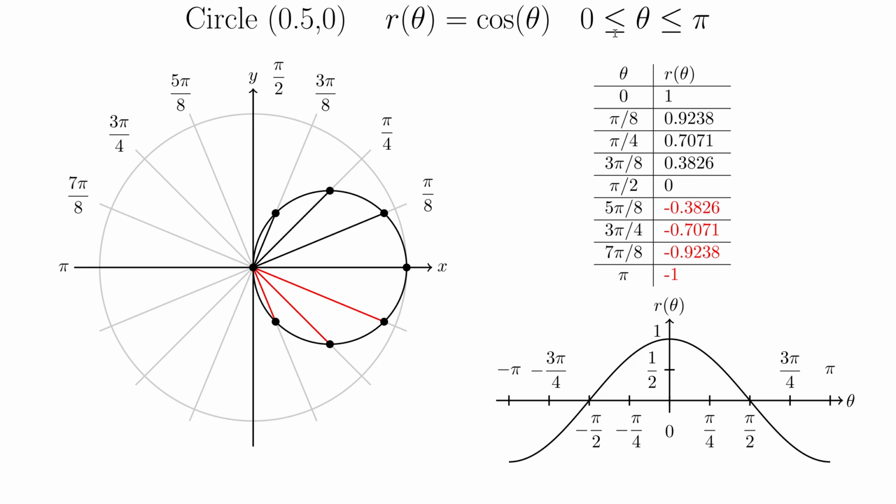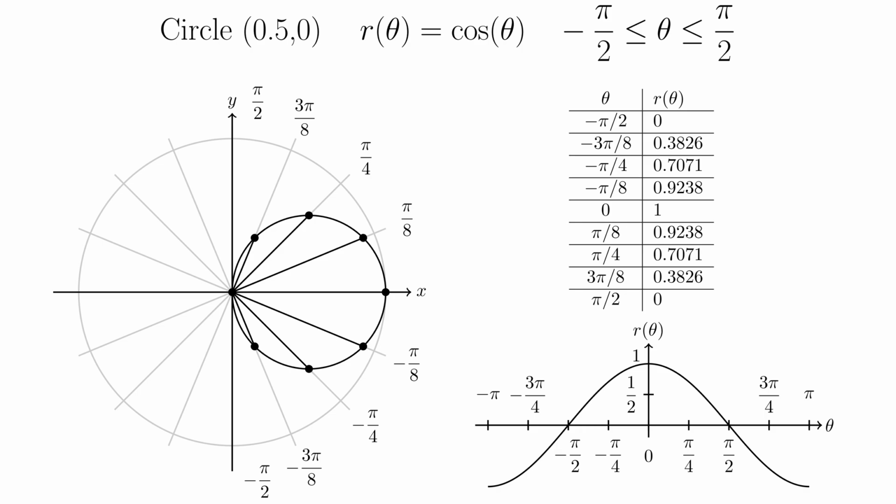If you picked the range a little bit differently, you could have stuck with all positive. So for instance, instead of 0 to pi, if we did negative pi over 2 to pi over 2, we're going from this theta value, rotating this way up to this theta value. Then we actually have all positive r's, because we're still at r of theta equals cosine, going from negative pi over 2 to pi over 2. Cosine's positive the entire time.